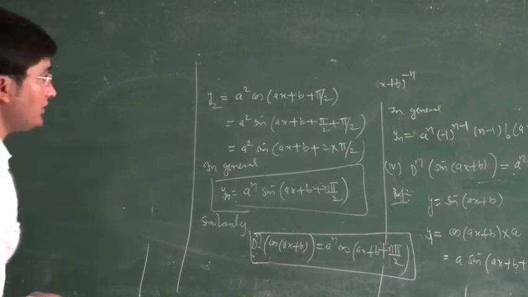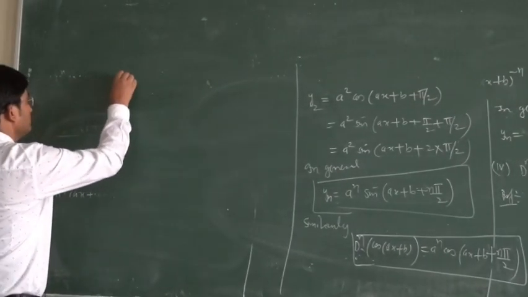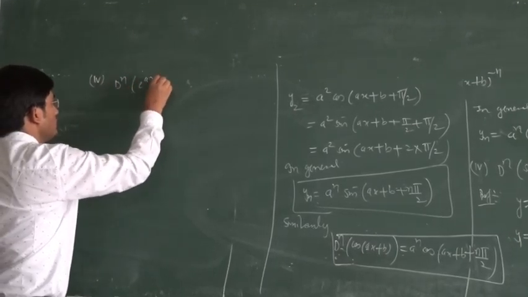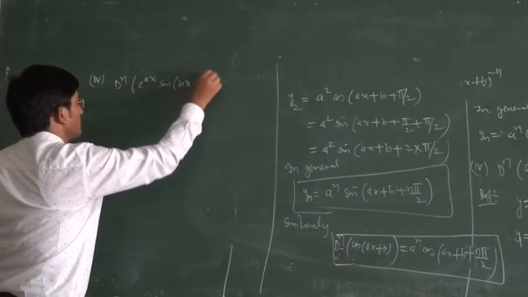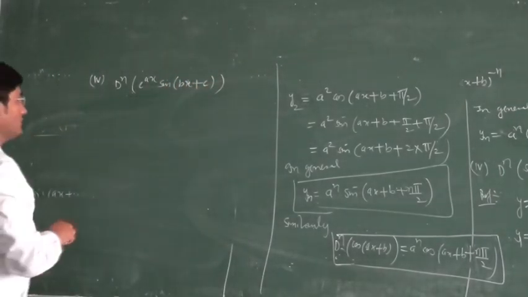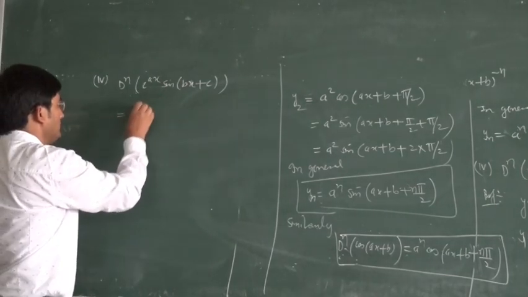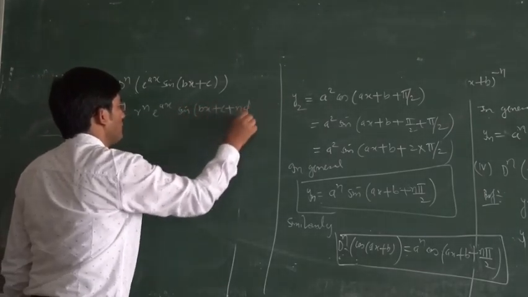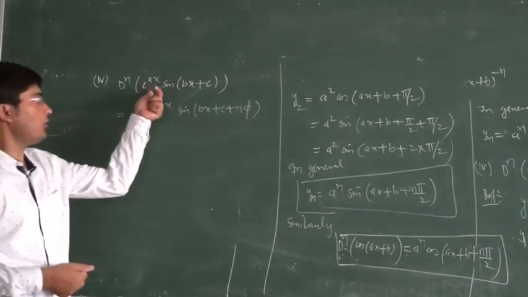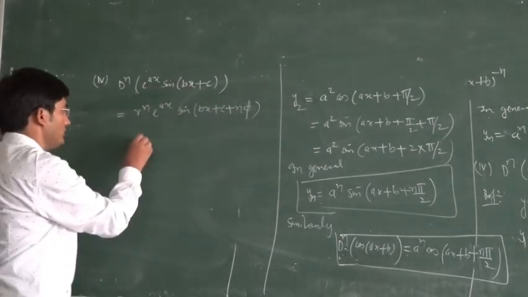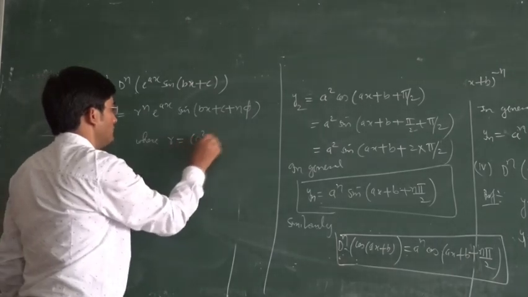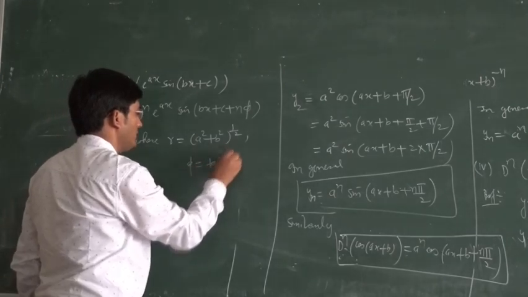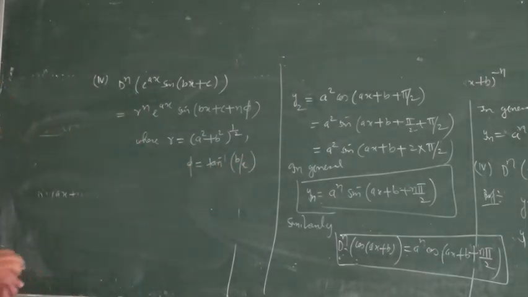The next formula, let us find out the nth derivative of e^(ax) into sin(bx+c). The nth derivative of this one is equal to r^n into e^(ax) into sin(bx+c+n phi). We have a similar result for e^(ax) into cos(bx+c), where your r is (a square plus b square) power half, and your phi is tan inverse b upon a. So let us prove this one.